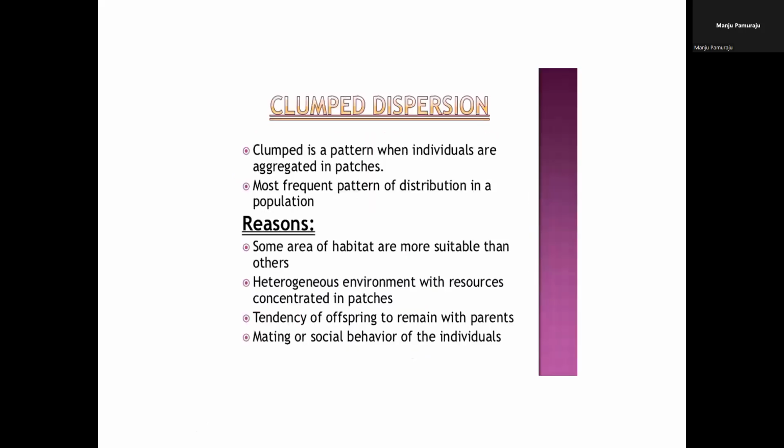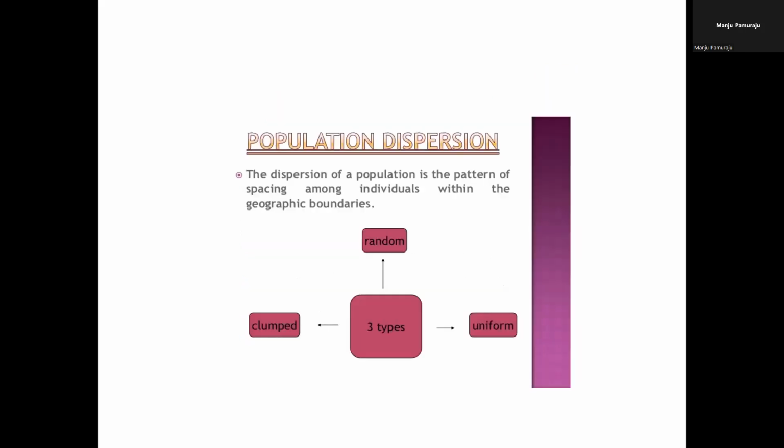There are 3 types. The first one is clumped dispersion. Clumped is a pattern where individuals are aggregated in patches. Here they are arranged in groups. The most frequent pattern of distribution in population ecology is clumped dispersion. This is also an important question. Generally, the distribution pattern of a population is clumped dispersion, random dispersion, or uniform dispersion. What is the answer?